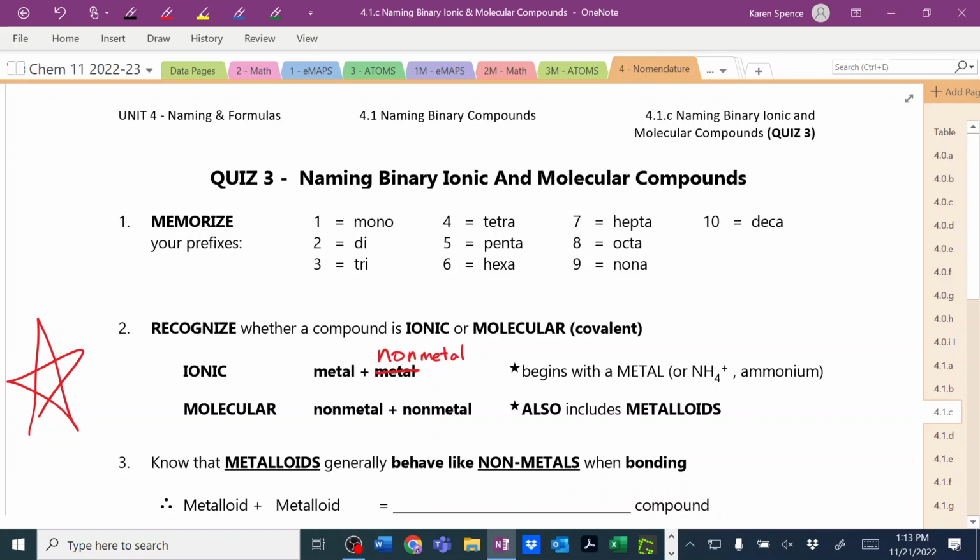All right, my friends, 4.1c, if you've not already done it, we're going to take a look at it together. This is for quiz 3. You know what? Let me take that one and put it elsewhere.